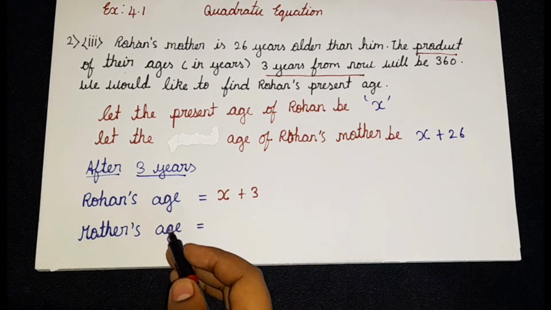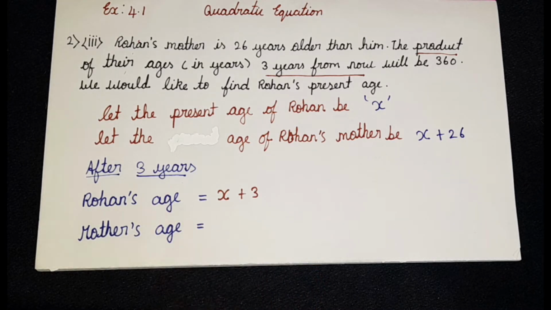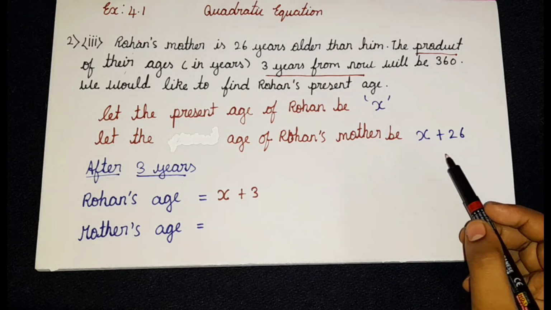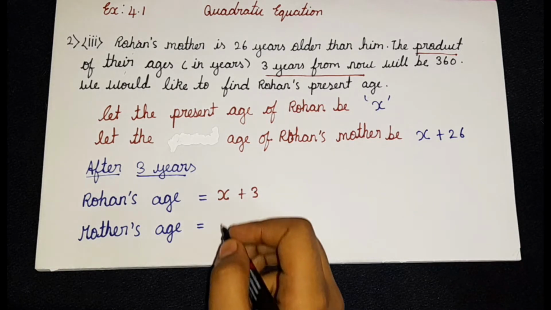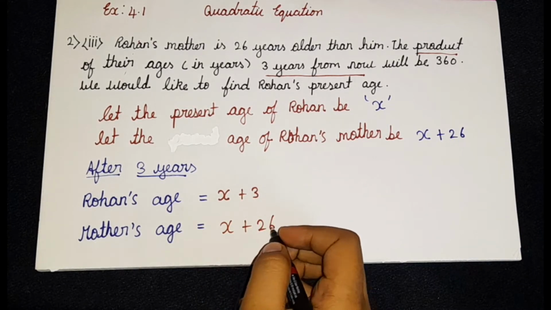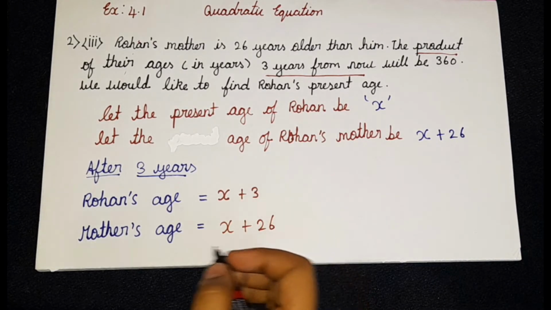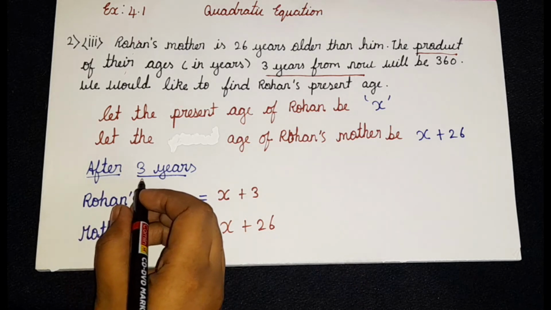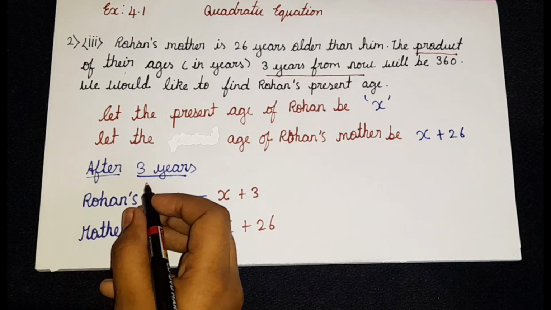So after 3 years, what will be the mother's age? The age of Rohan's mother is x plus 26. We just took x plus 26, so you can write it as it is, and then we are supposed to add 3. Why? Because here also it is after 3 years.